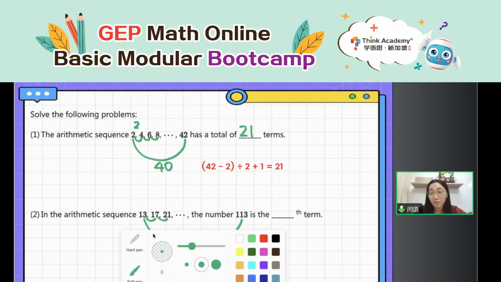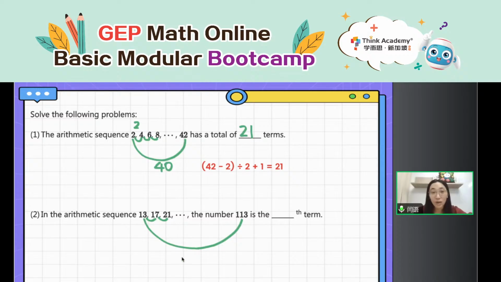Well, firstly, we know that from 13 to 113, the total distance should be 100, right? And then following this, for every small jump, you see the number increases by 4. So how many 4s can we make 100? 100 divided by 4 is 25. But can we just say that the final answer is 25? Cannot. Why? Because 25 is just the number of jumps, which is the number of intervals. So following this, we need to add 1, okay? So the final answer should be 26.